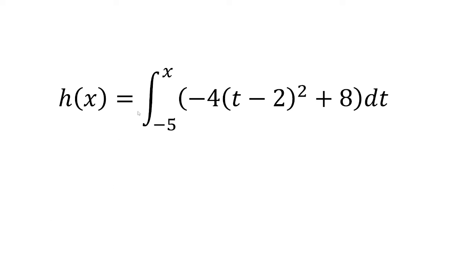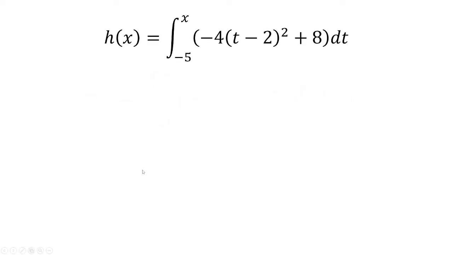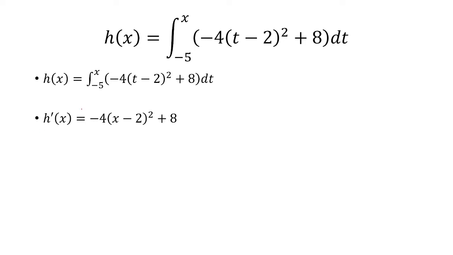Let h of x be this integral. We want to see what value of x is h of x a relative minimum. For that, we have to take the derivative. So when we take the derivative, what we're really doing is just plugging in x in for t. So we have negative 4 times the quantity x minus 2 squared plus 8.